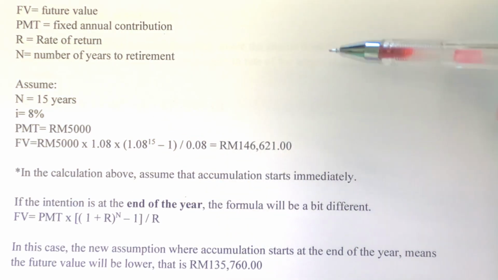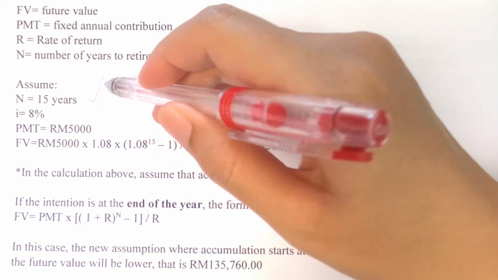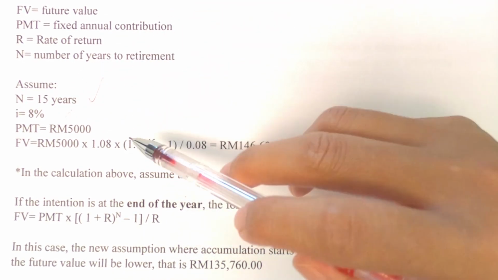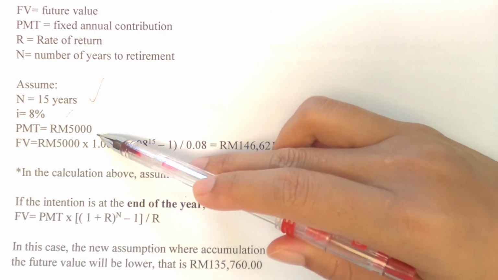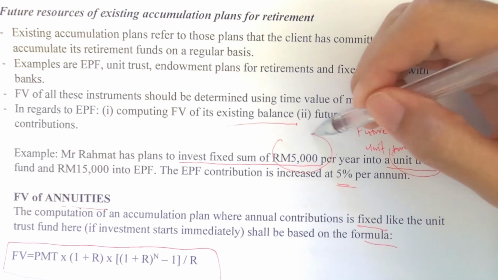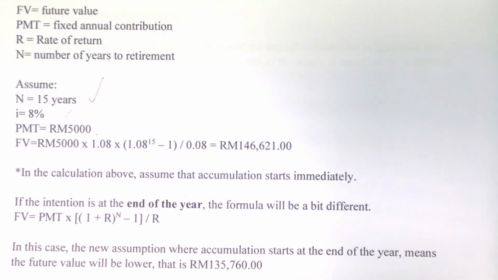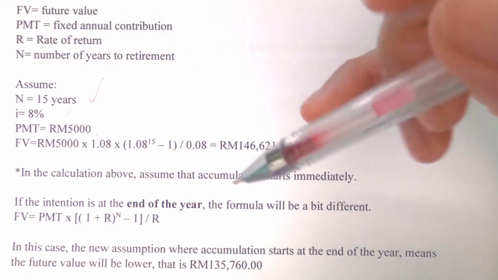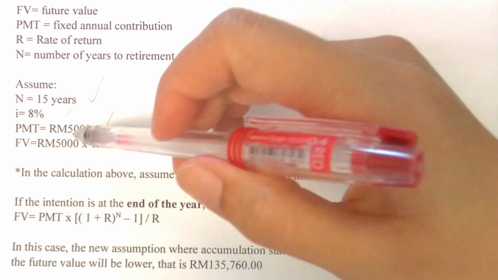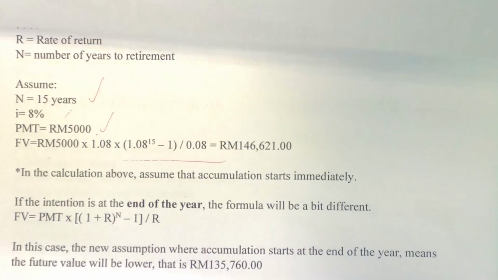So let's say we make an assumption that the number of years to retirement for Mr. Rahmat is 15 years. The I is 8%. The PMT, the payment every year, because it has been stated here that Mr. Rahmat planned to invest a sum of 5,000 per year into a unit trust fund. Thus, the payment every year will be 5,000.